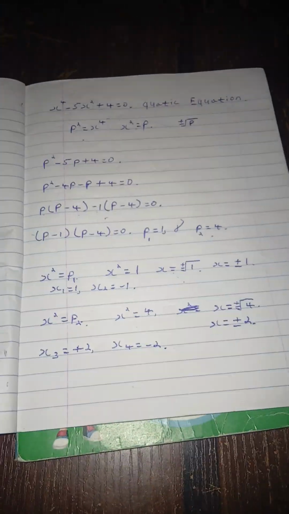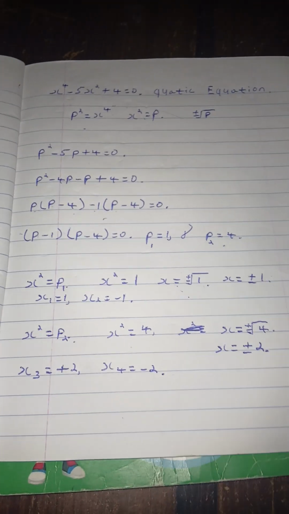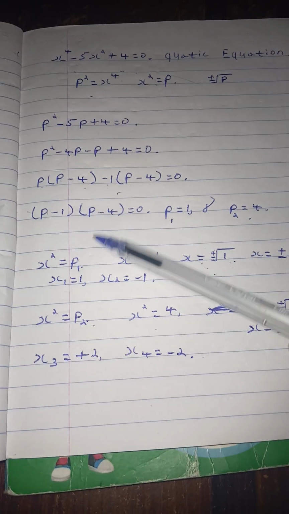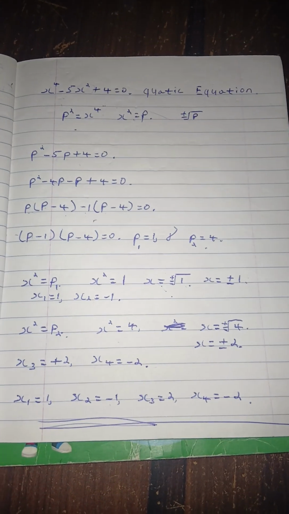Now remember, in the beginning of this video, I said this quartic equation is going to have 4 solutions, and you can see there are 4 solutions. Let's put them down. So finally, my x1 is equal to 1, my x2 is equal to negative 1, my x3 is equal to positive 2, and my x4 is equal to negative 2. Very simple. I hope you understand this.